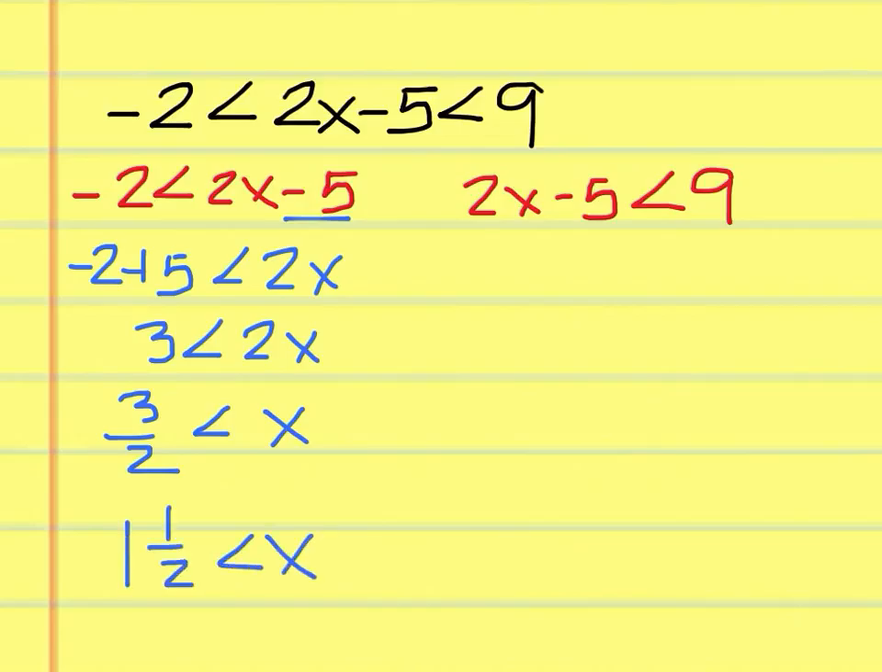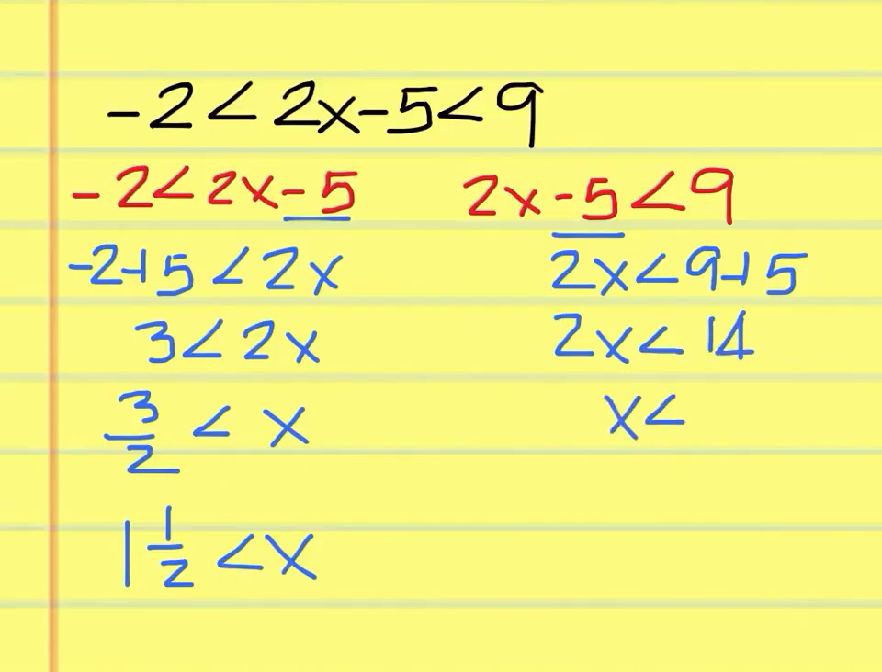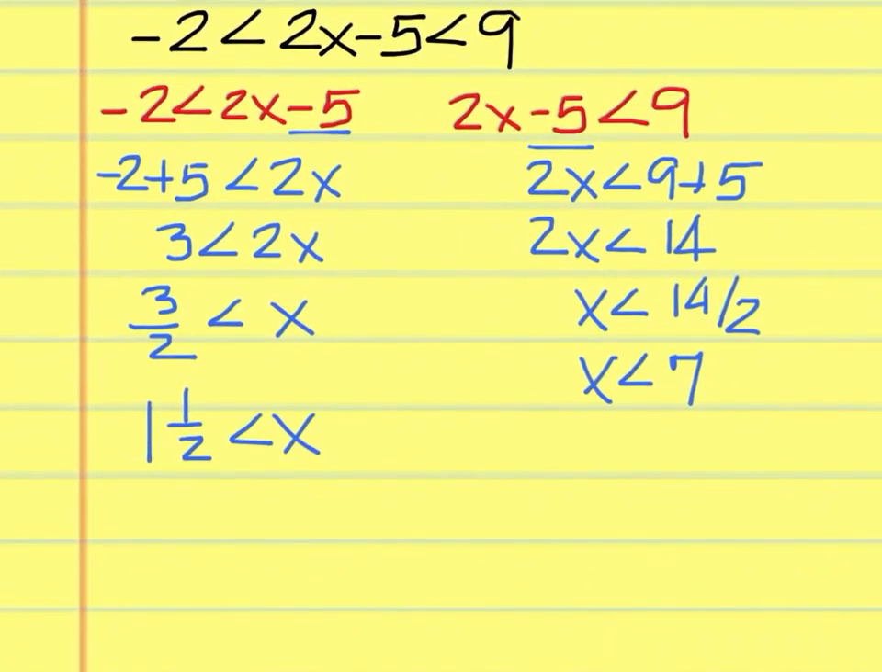On the right hand side, let's move the minus 5 to the right. That's a plus 5. Simplify the right to get a 14, and then divide by 2 to come up with a 7. And combine these together into one compound inequality with the x in the middle, the 1.5 on the left, and then the 7 on the right.